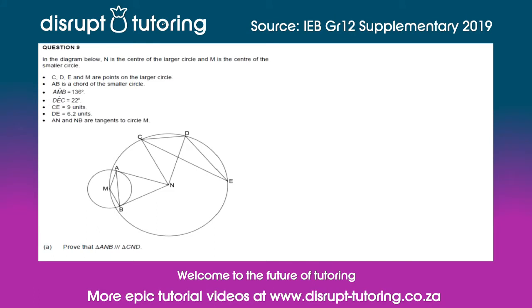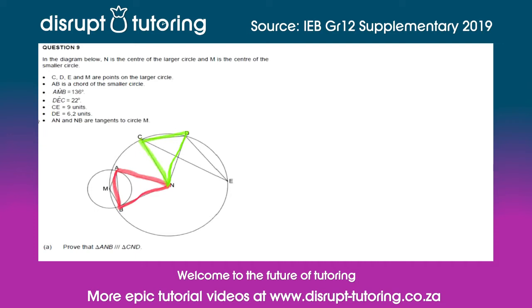Moving on to question 9 of IEB 2019 Maths Paper 2 Supplementary exam. It's another Euclidean geometry question. This one is a bit of a toughie because it's given us a diagram with a whole bunch of information as usual. And part A asks us to prove that triangle ANB, so this one over here, is similar to triangle CND. So it's this triangle over there.